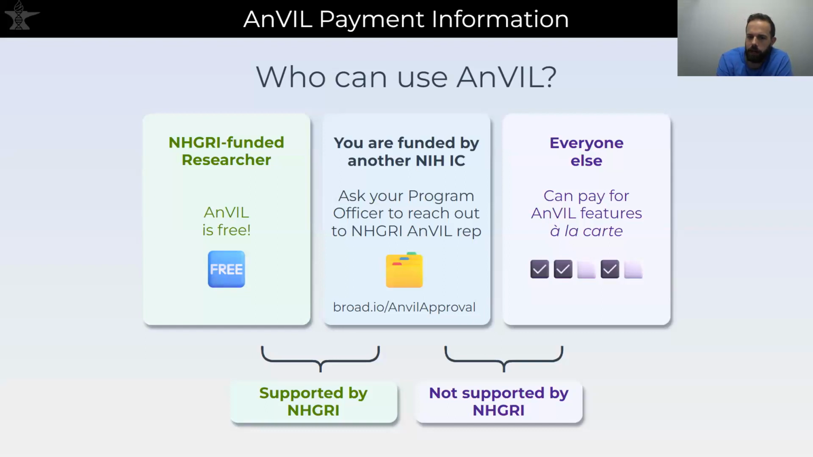If you're funded by another NIH institute for a grant and are still interested in using the AnVIL, there's maybe a few options, but the first step is to speak with your program officer at that institute or center and have them reach out to a representative at NHGRI for the AnVIL to talk about how they might be able to have your data placed in the AnVIL.